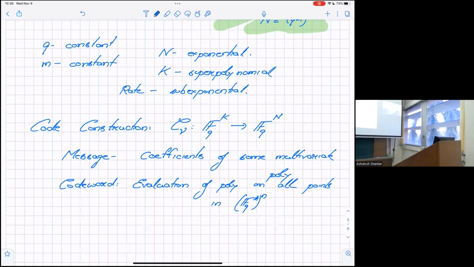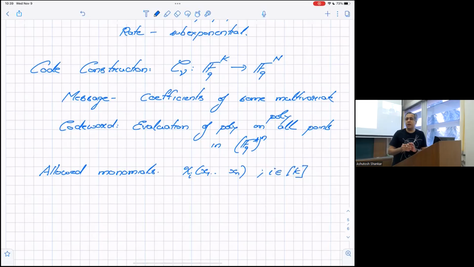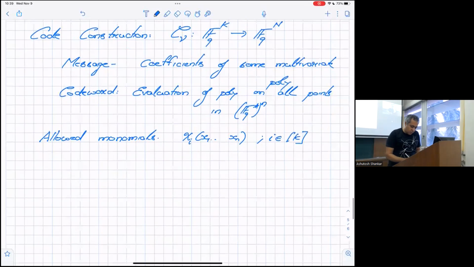Reed-Muller, we talked about polynomials where you have all monomials up to a particular degree. Here we have only certain monomials. The allowed monomials are basically you're going to have one monomial for each i in K. So it's going to be a linear combination of K monomials. That's why the message space is K field symbols that represent the polynomial. And what are these monomials?